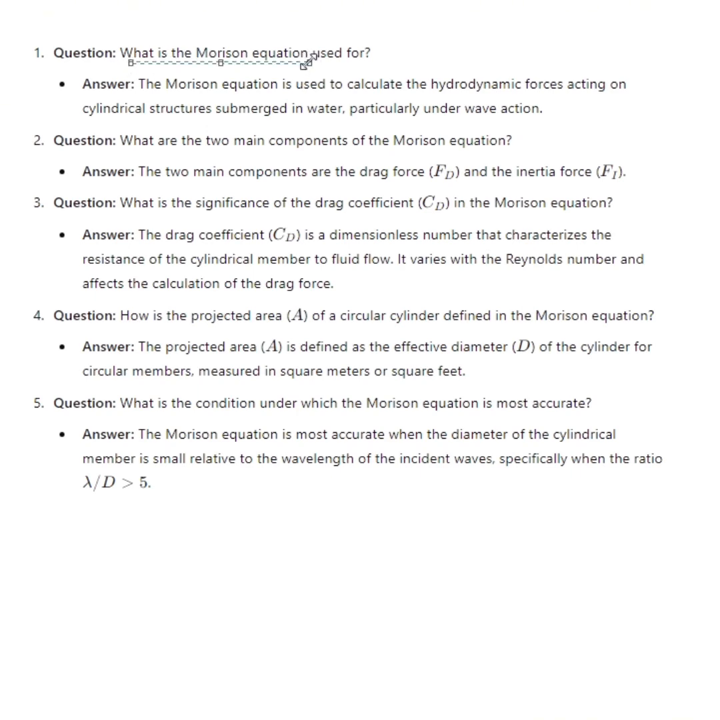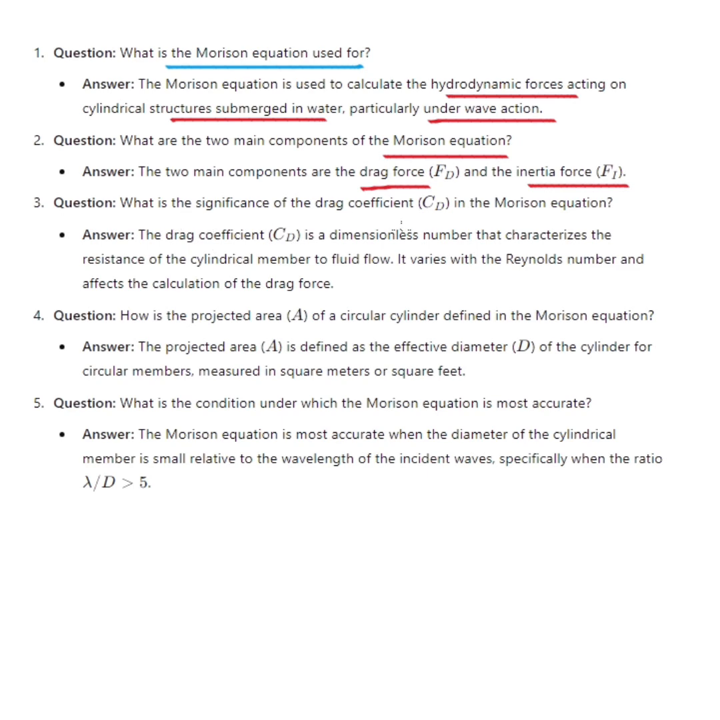So we can see what the Morison equation is used for. What is the Morison equation used for? It is used to calculate the hydrodynamic forces acting on cylindrical structures submerged in water, particularly under wave action. What are the two main components of the Morison equation? The two main components are drag force and inertia force.